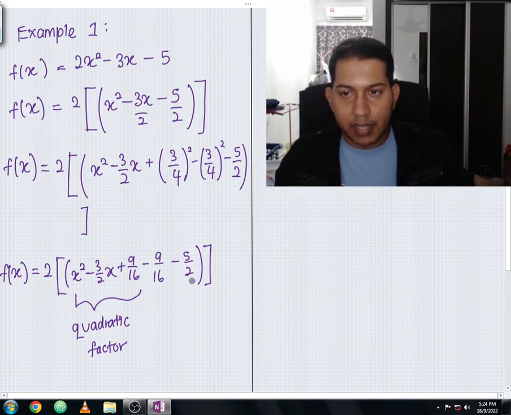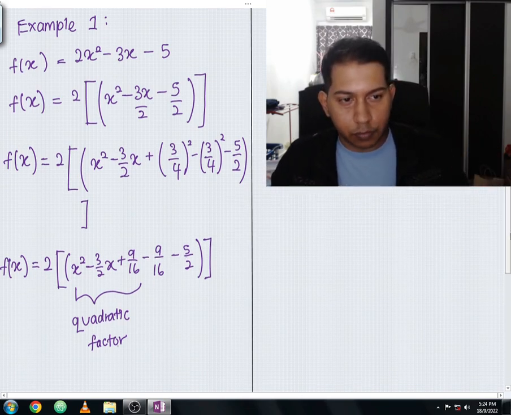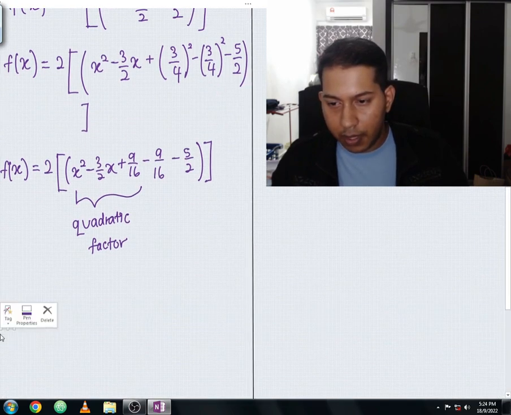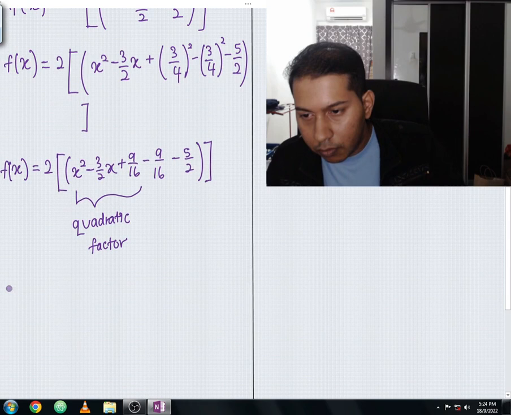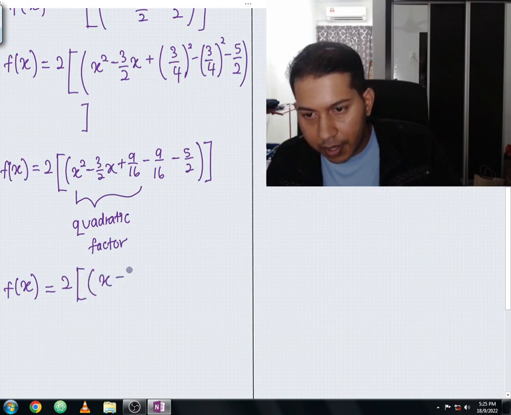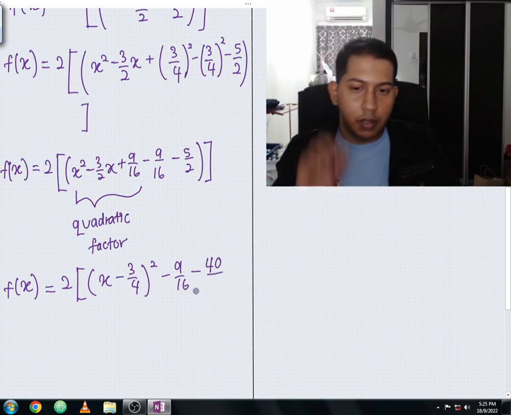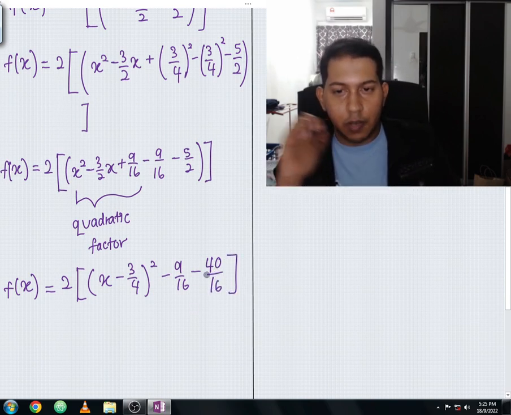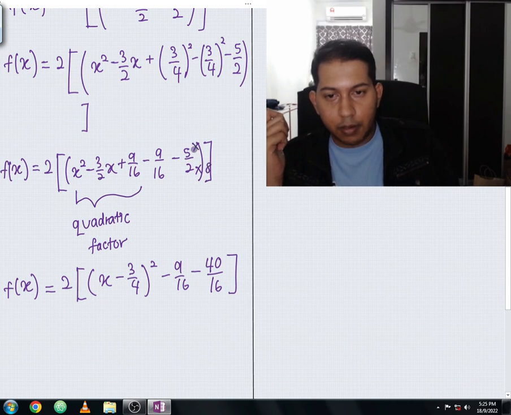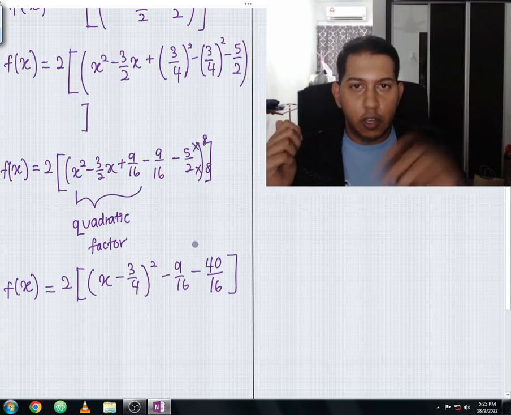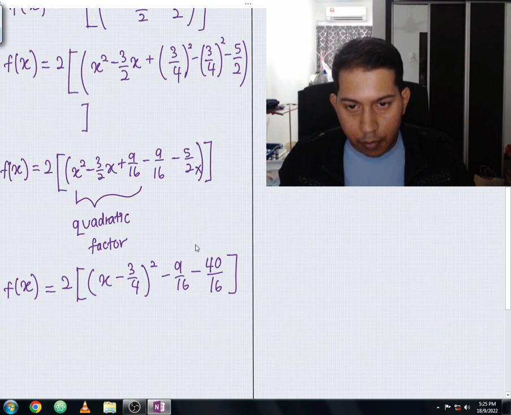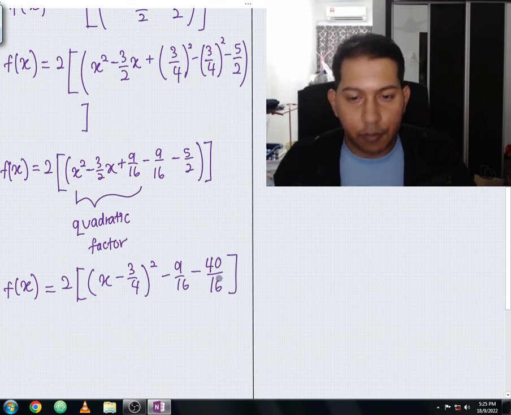And these two will be separated aside, where f(x) is equal to 2, in a bracket, x minus 3 over 4 squared minus 9 over 16 minus 40 over 16. So how do you get this 40 over 16? Very simple. You times 8, you times 8. You make the denominator the same, and that's how we get negative 40 over 16, guys.